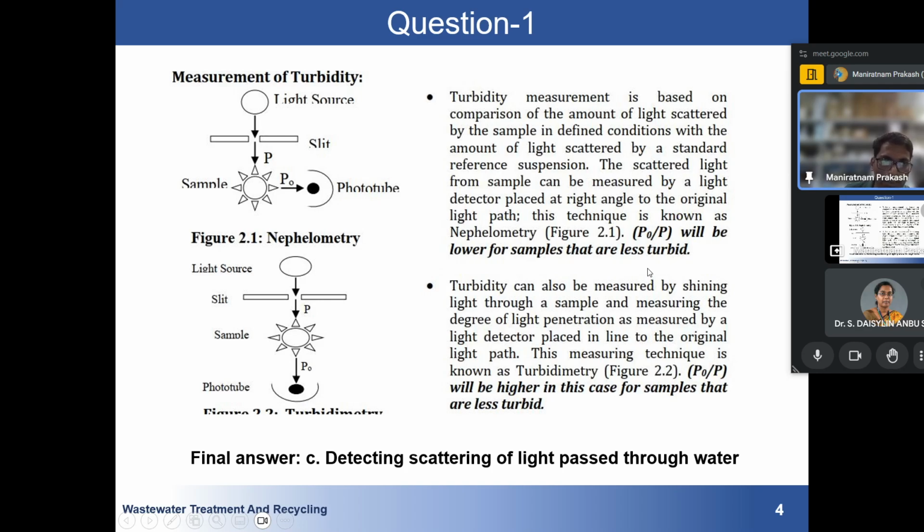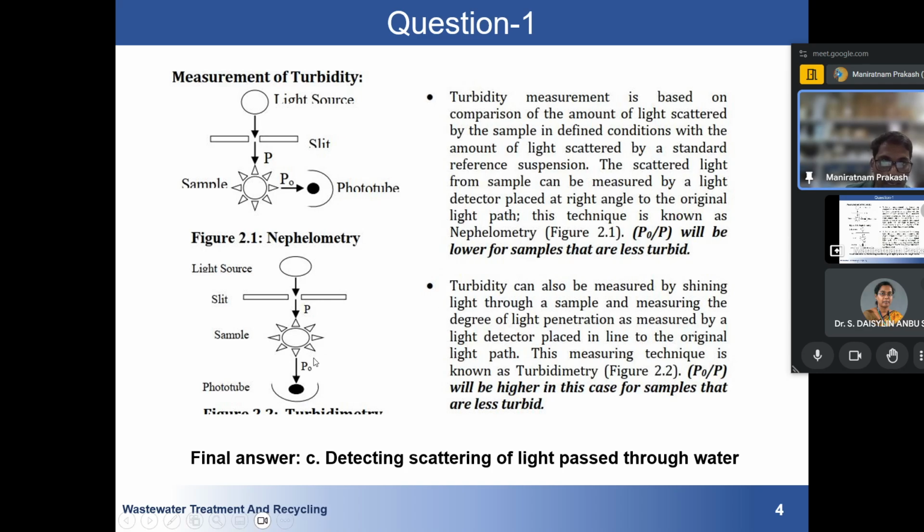Generally, the reference we make is of very low turbidity. So if you look at the mechanism, what is really happening in the nephelometer is that most of the light will be scattered through the standard solution. So obviously that will be less turbid. The more scattering that happens, the more turbid the system will be.